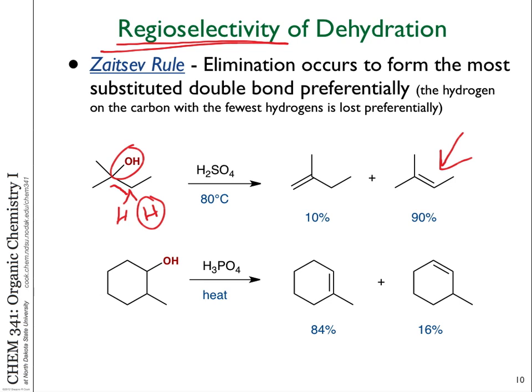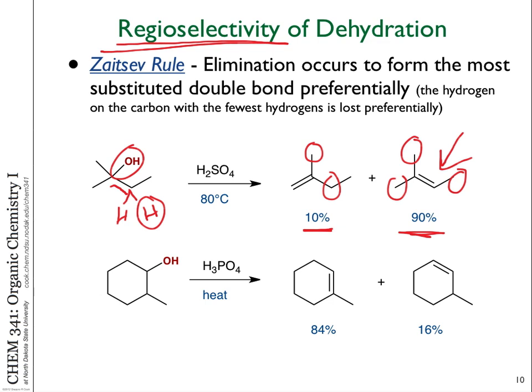So notice in this case, the minor product, 10% of the product mixture, has the double bond with 2 substituents on it, and the major product has 3 substituents on the double bond, 3 alkyl groups. So it's a more stable one. The same is the case in this one.